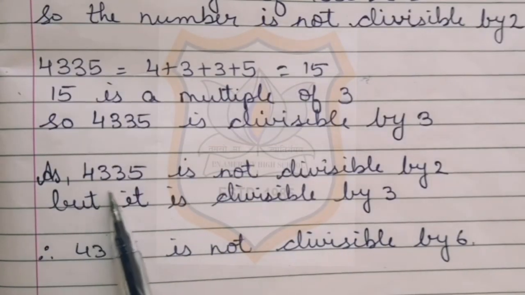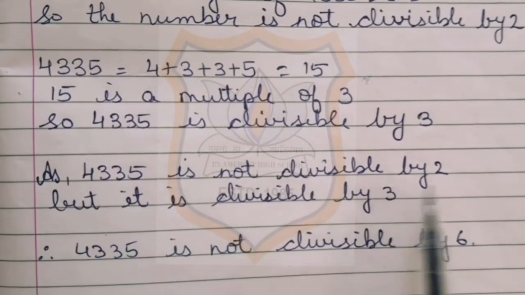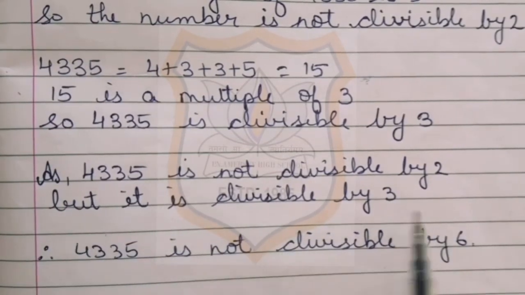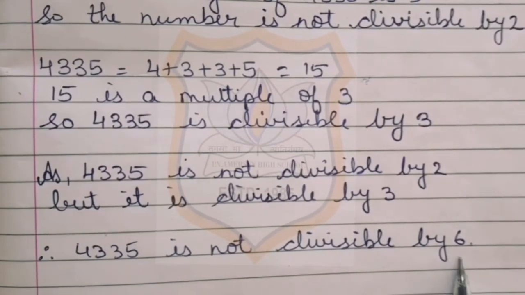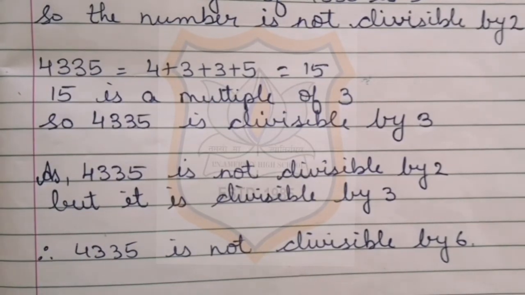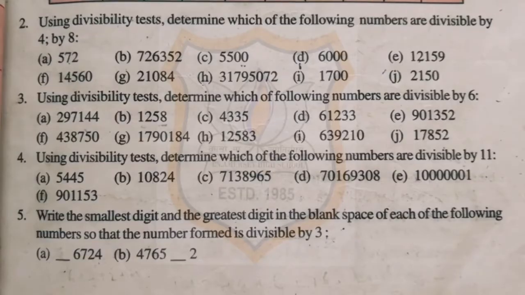As 4,335 is not divisible by 2, but it is divisible by 3. Therefore 4,335 is not divisible by 6. Students, try to solve the remaining sums by yourself.